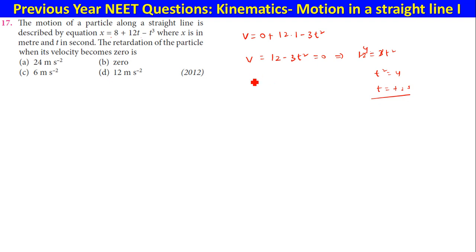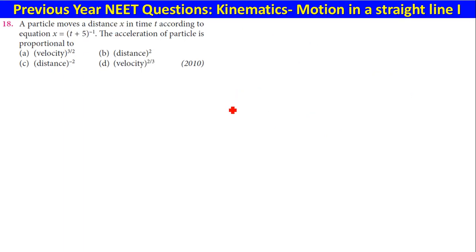Now let us find out acceleration. Acceleration is equal to dv by dt. So 12 differentiation 0 minus 3 into differentiation of t square, 2t. So acceleration is equal to minus 6t. At a time t is equal to 2 seconds, if you substitute, a is equal to minus 6 into 2, minus 12 meter per second square. Which option is correct here? 12 meter per second square. What is this minus representing? Retardation.